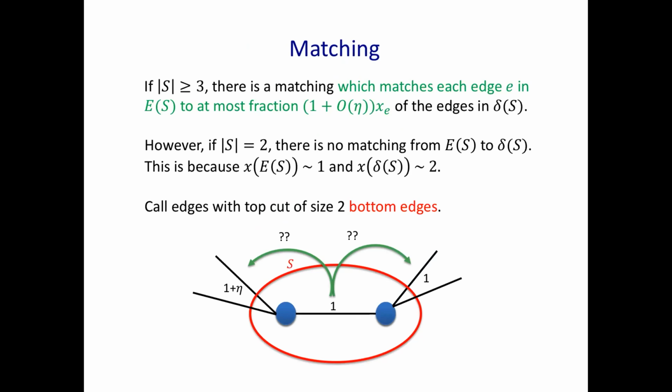And I'll call edges whose top cut has size 2 bottom edges. Yeah, and these edge types must be matched to actually twice their fraction. And it turns out that every bottom edge's top cut looks exactly like this. It's 2 near minimum cuts that share fraction approximately 1. So this is exactly the setting we're now concerned with.